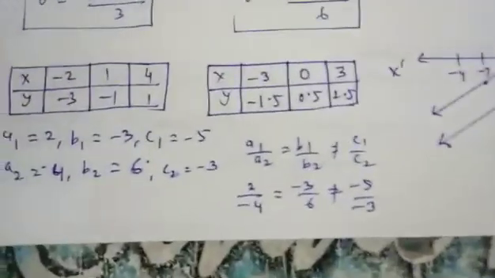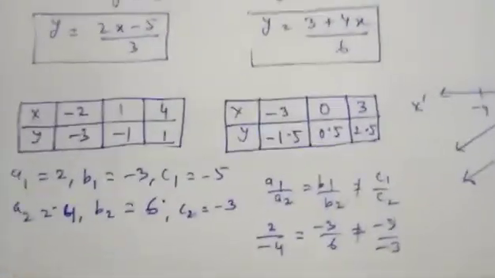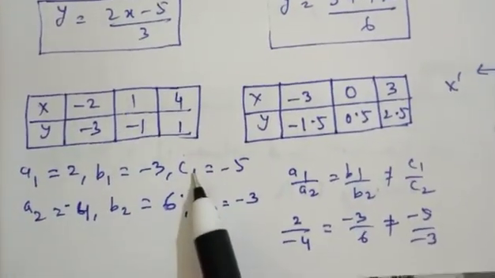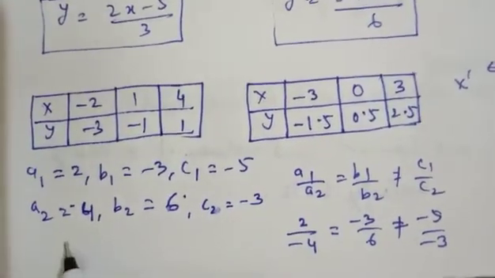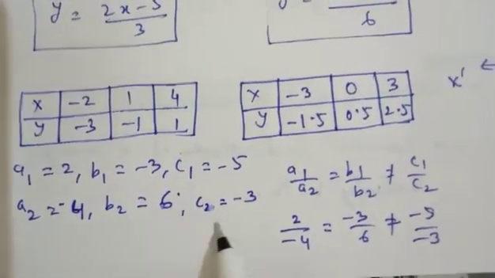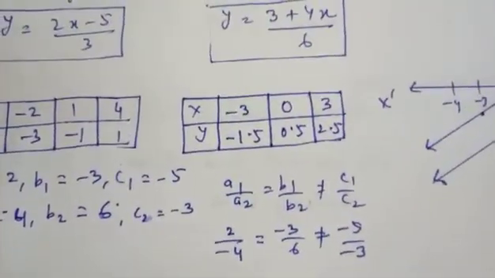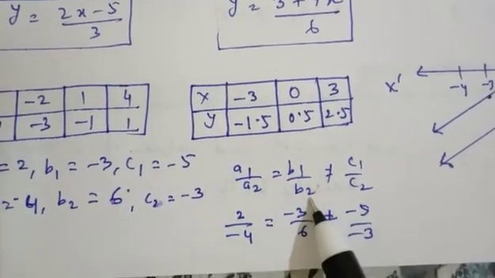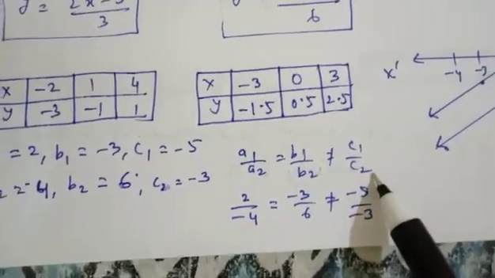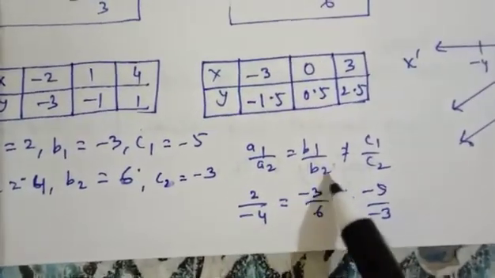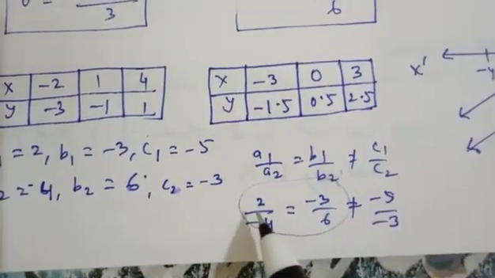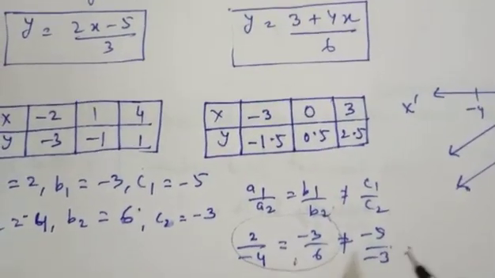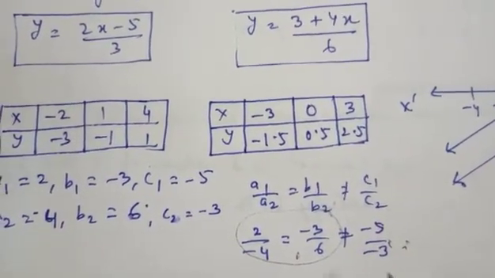Now if we come to the case of no solutions, we take up the coefficients of the two equations. A1 is 2, B1 is minus 3, C1 is minus 5, A2 is minus 4, B2 is 6, C2 is minus 3, and the condition for no solution was A1 by A2 equal to B1 by B2 not equal to C1 by C2. And if we put the values here, look at these two. They are coming to be the same, that is 1 by 2, but the third ratio is not equal, and that is the case of no solution.